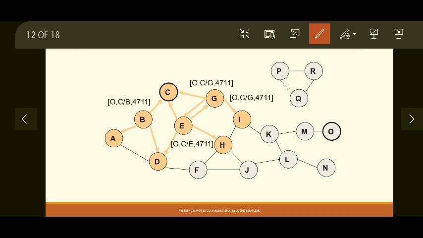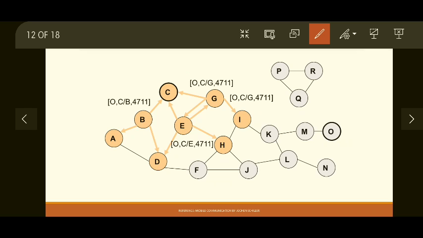Okay, now next, all these nodes will broadcast the packet further on. So G will broadcast to I, G will broadcast to E. Similarly, E will broadcast to G, E will broadcast to C also, and E will broadcast to H. At the same time, it will broadcast to D also. B will broadcast to A and D.